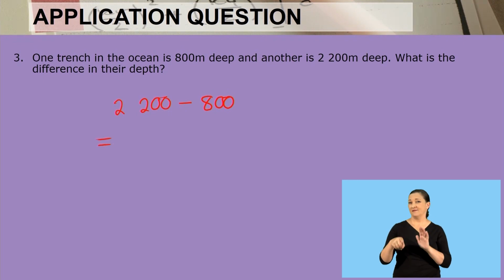When we say 2,200 minus 800, that simply gives us an answer of 1,400 meters. That means the difference in these depths is 1,400 meters.